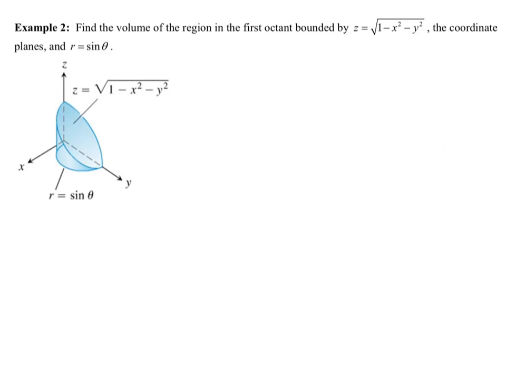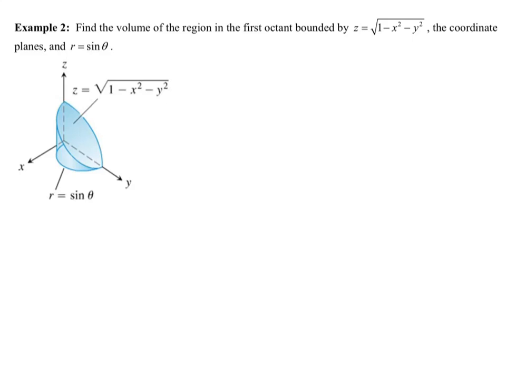Example 2, we want to find the volume of the region in the first octant bounded by z equals the square root of 1 minus x squared minus y squared, the coordinate planes, and r equals sine theta. So remember, the coordinate planes are where z equals 0, x equals 0, and y equals 0. They've provided us with a nice diagram here, so you can actually picture what the shape looks like.